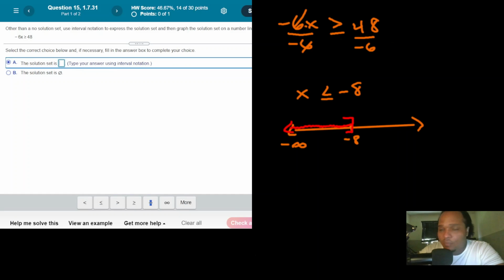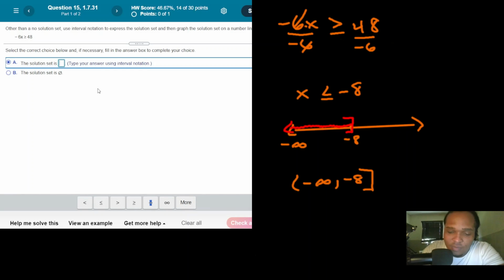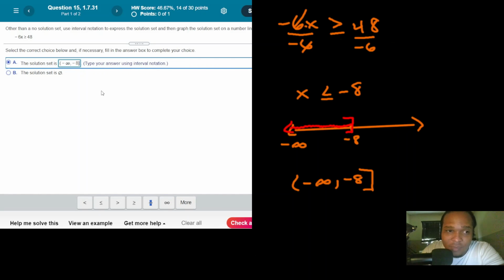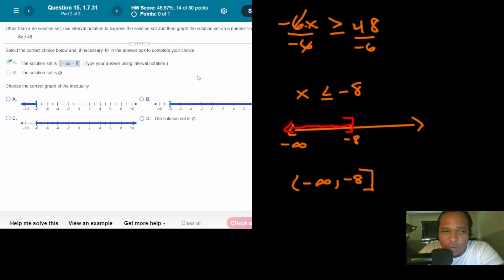So the solution set, interval notation. We're going to have a parenthesis, negative infinity, and then -8 has a bracket around it. So this is negative infinity, comma, -8, bracket. Hopefully your computer's keyboard print doesn't look like these symbols look exactly alike. Okay, so negative infinity to -8, which one closely resembles our graph? Right over here.